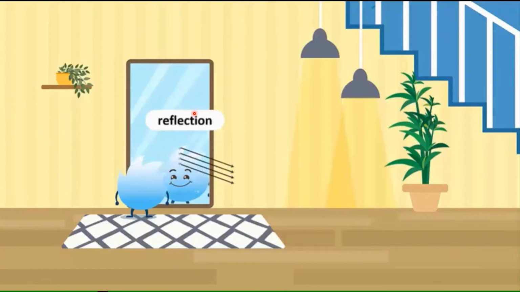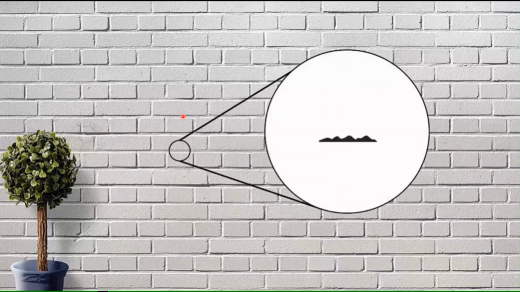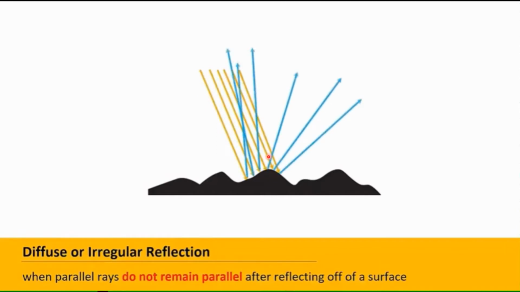Regular reflection occurs when the light beam comes and hits a flat and polished surface. It is clearly observed through a plane mirror because it has a polished, shiny and flat surface. But when you consider the surface of a wall, the surface is rough and not polished or flat. So let's see what happens to the reflected light beam when a parallel beam of light comes and hits such a rough surface.